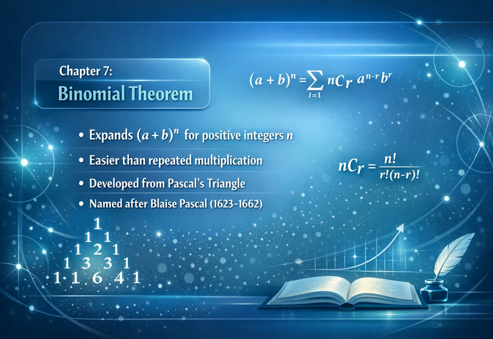Welcome to Chapter 7, the Binomial Theorem. This powerful theorem gives us an easy way to expand expressions like (a + b)^n without doing repeated multiplication. It's based on patterns discovered by Blaise Pascal in the 17th century. The theorem makes calculating high powers practical.